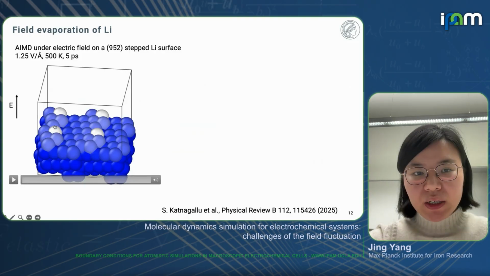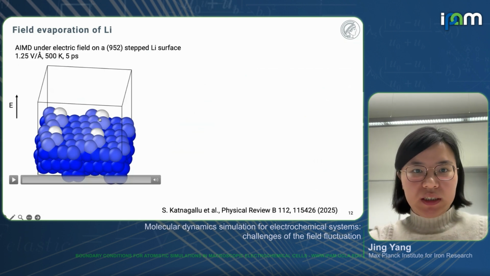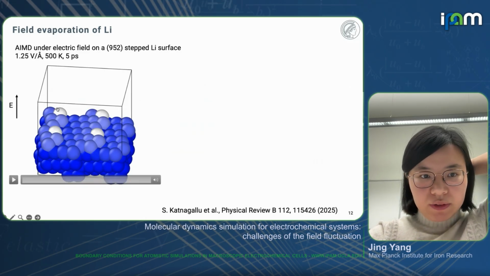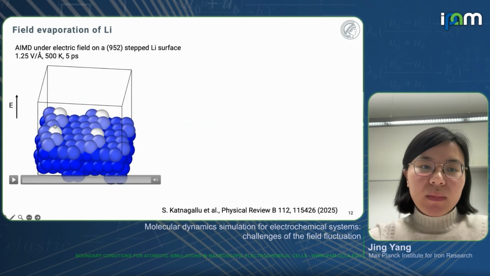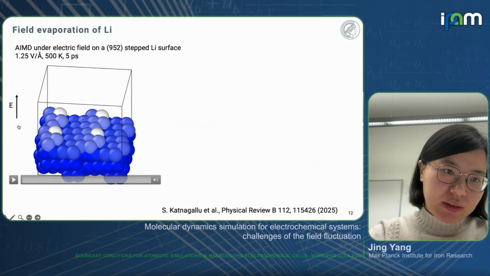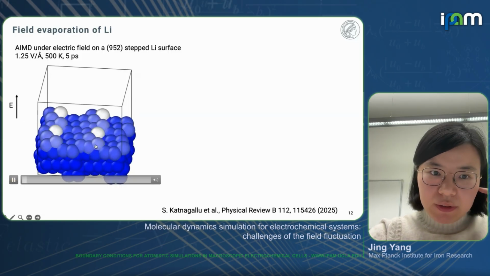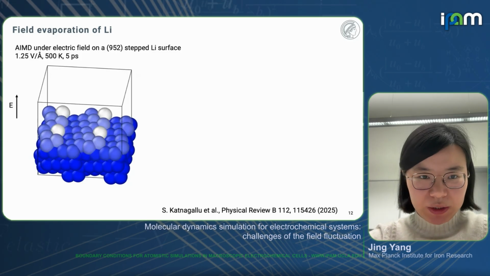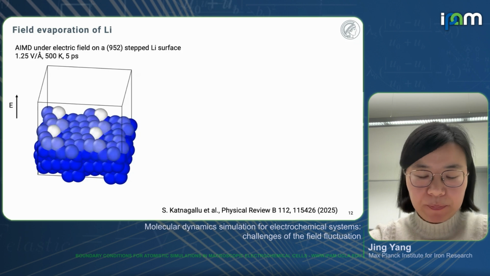So this is what we did. We simulated a kink lithium surface. This is a stepped lithium surface, and this white atom here is a kink atom. And the electric field is applied in the surface normal direction. So this is the direction of the field. So if we do the simulation with no field, there's not much happening. We don't see much. So the step surface stays as it is.